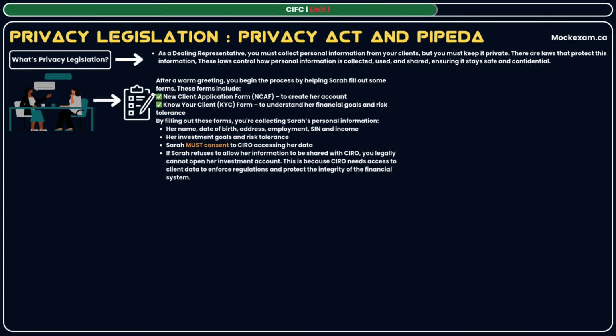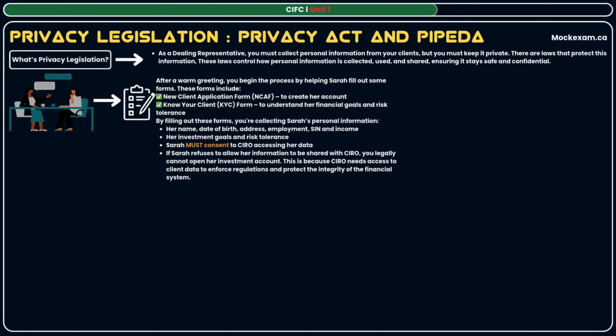But there is a point here. Sarah must, okay, here it's must, Sarah must consent to Zero accessing her data. So what's Zero? Zero is an SRO organization. This information is shared with Zero because Zero wants to protect Sarah. How can Zero protect Sarah without having access to her information? So Sarah must consent, okay? It's not optional, it's a must.